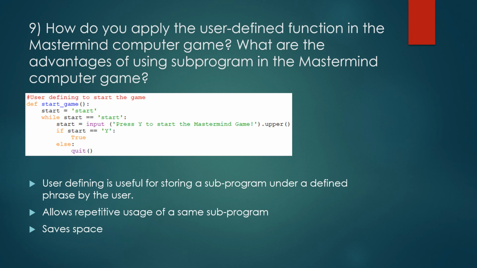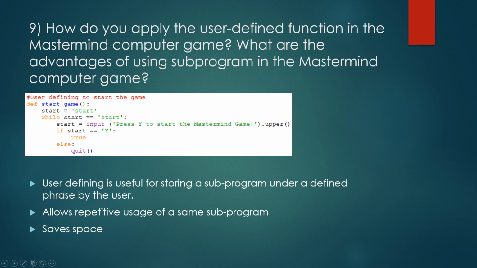How do you apply the user-defined function in the Mastermind computer game? Well, the user-defined function is very useful. It's because it can contain a set of code under one phrase set by the user. As you can see here, start game is the function where you press Y to start the Mastermind game. I programmed it so when you press Y, it will become true. But else, you'll quit the game.